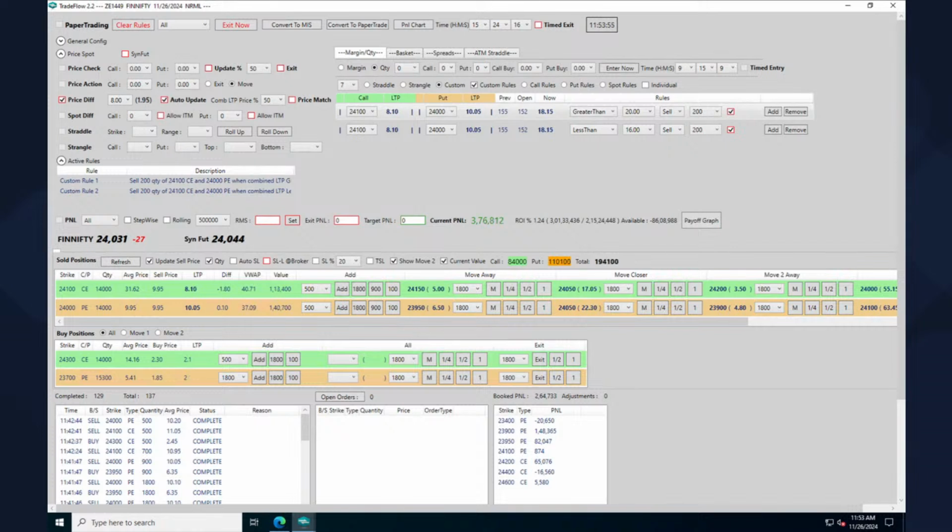Nilesh, if you're still in the stream, that's not volume. That's actually the stochastic indicator.